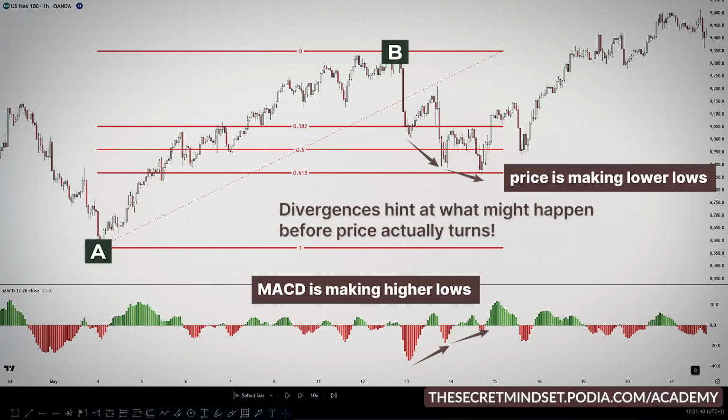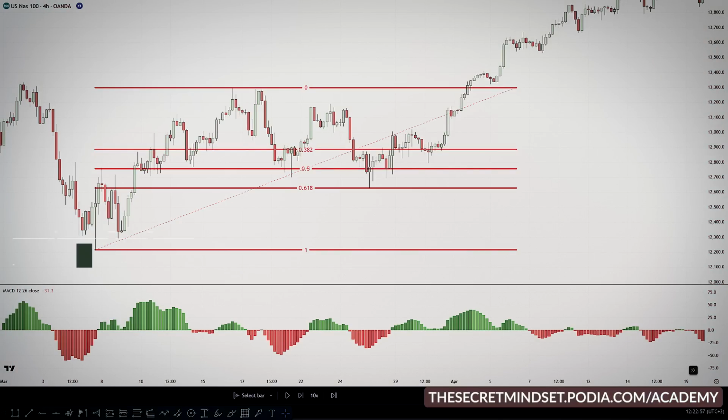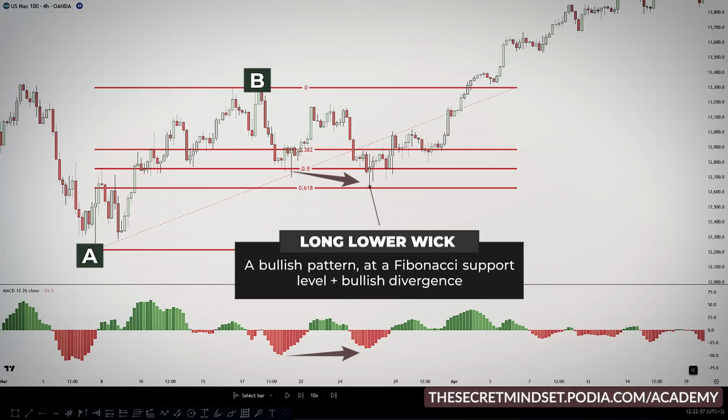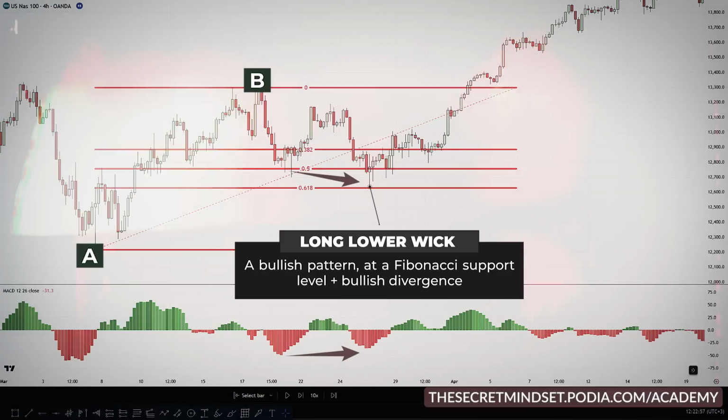The signals are called leading indicators. They hint at what might happen before price actually turns. That's why they're so valuable. They give you a heads up, letting you prepare for a potential trade. Of course, a divergence at Fibonacci levels doesn't guarantee a reversal. It just makes one more likely. You could look for the other signals we've discussed, like candlestick patterns or volume changes, to confirm the signal.